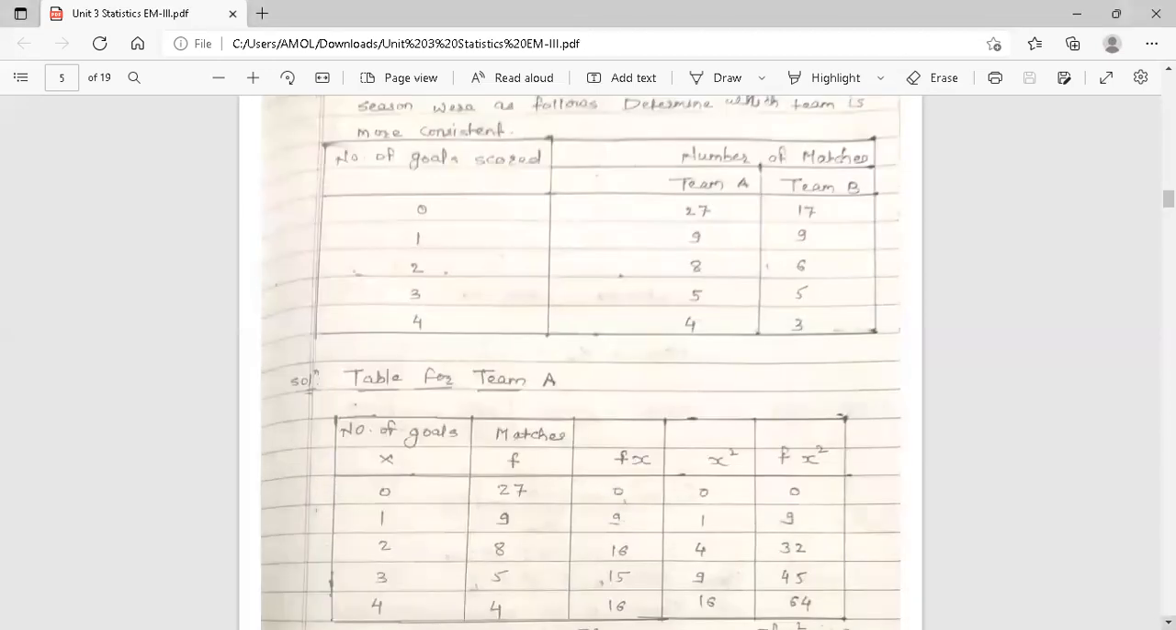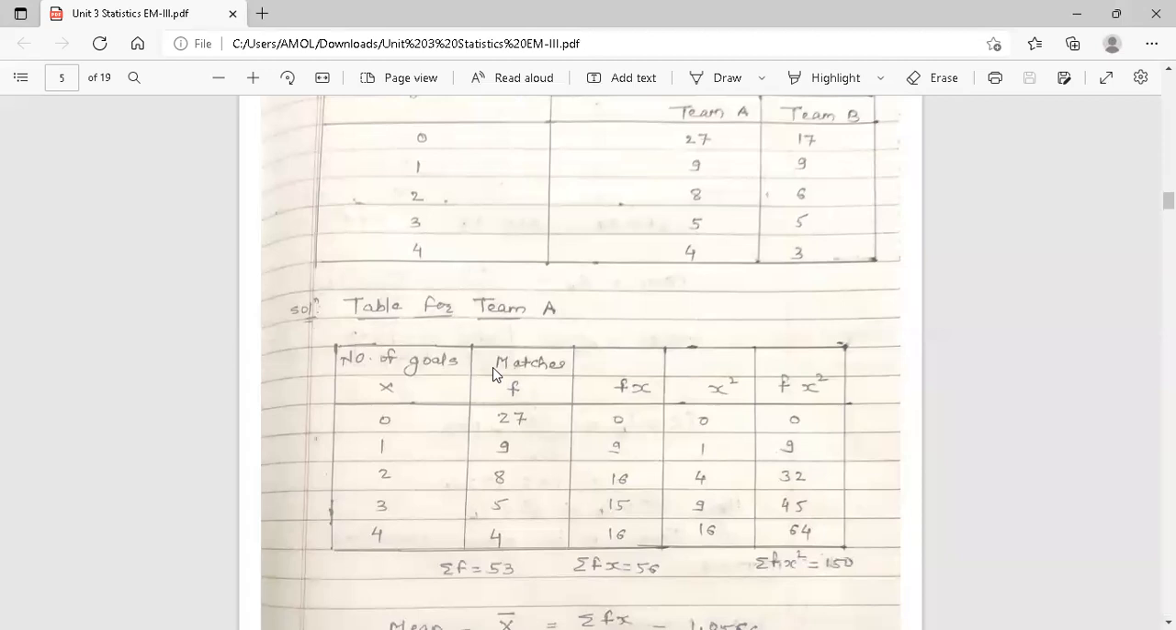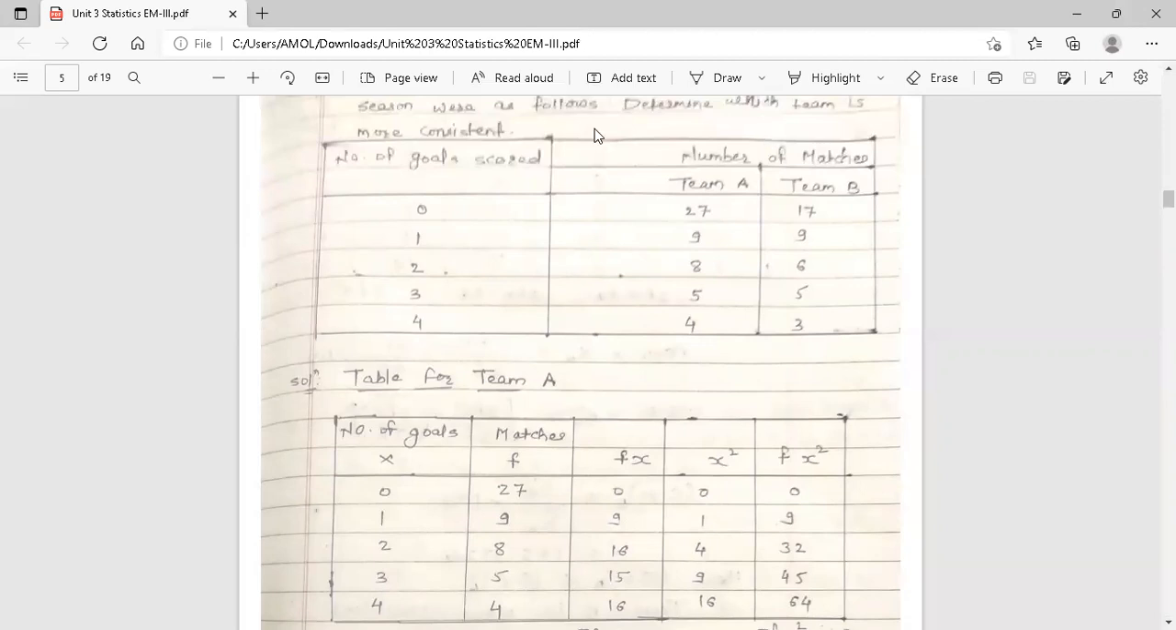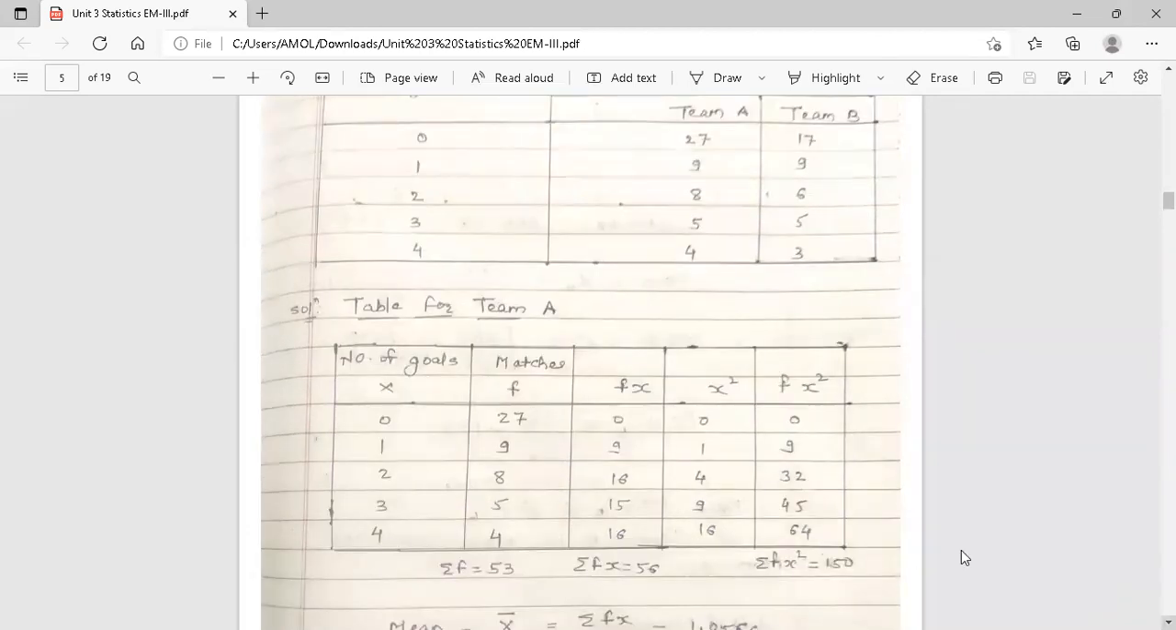So first, we are going to find the arithmetic mean, standard deviation, and CV, means coefficient of variation, for team A. So you construct the table for team A from the given data. The first column is number of goals, variable X, which is 0, 1, 2, 3, 4, because in the given data, the number of goals scored are 0, 1, 2, 3, 4.